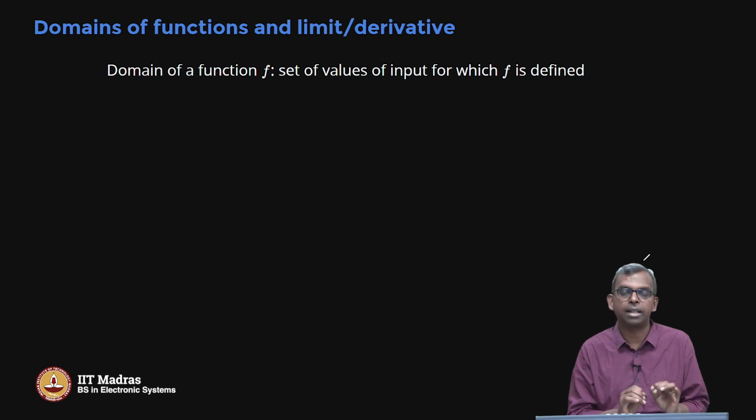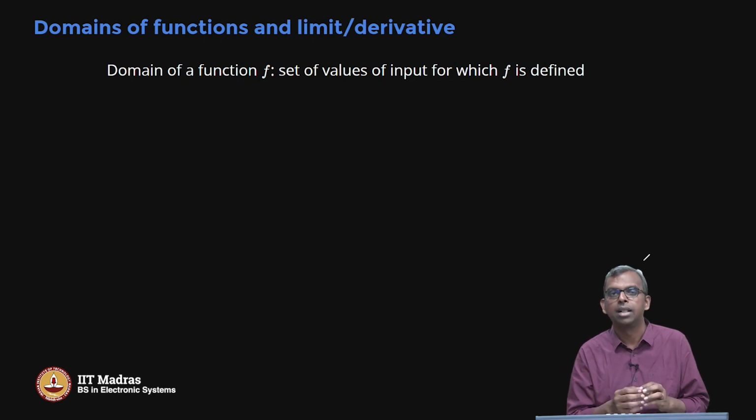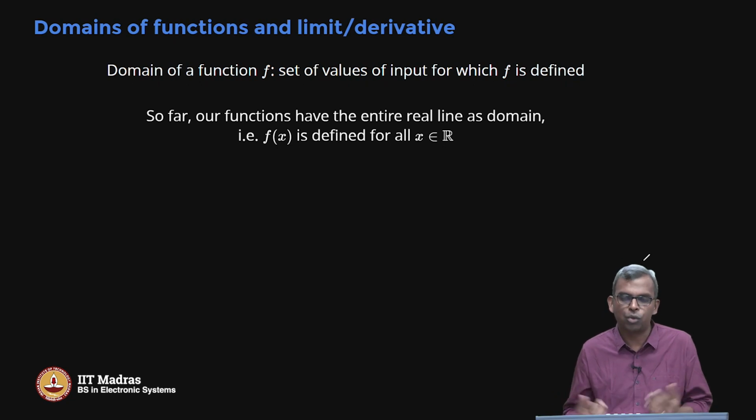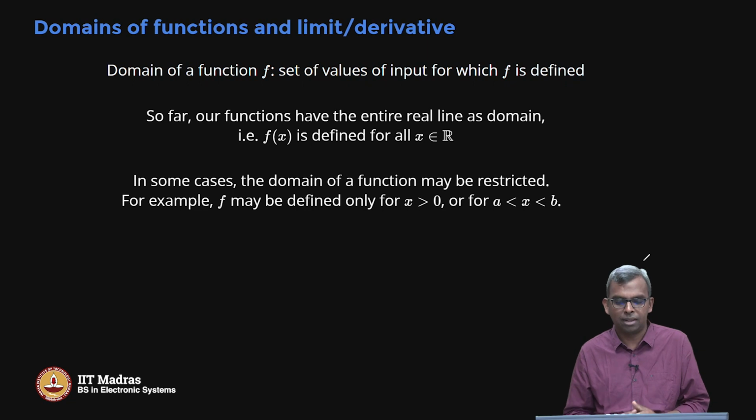So theoretically, what you have to use is the domain of a function. You should say f is going to process values, and the input for f will come only from this set, which is the domain of f. So this can be a smaller set, it need not be the entire real numbers. Our functions have so far been defined on the entire real numbers, but that need not be true. In many cases the domain may be restricted.